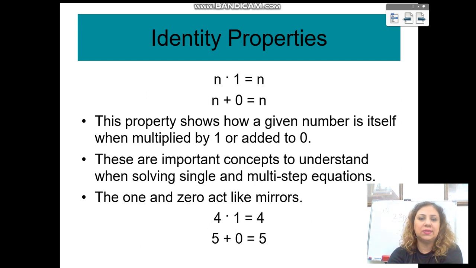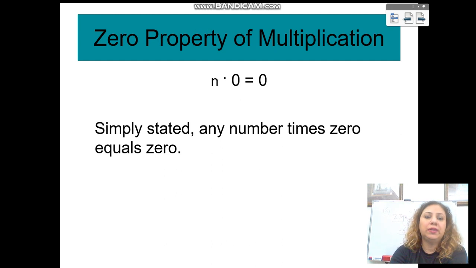Identity property, it's for multiplication and it's for addition. For addition, whenever you add 0 the answer stays the same, and for multiplication, multiplying by 1 gives you the same number. The 1 and 0 act like mirrors. Zero property of multiplication: any number multiplied by 0 equals 0.